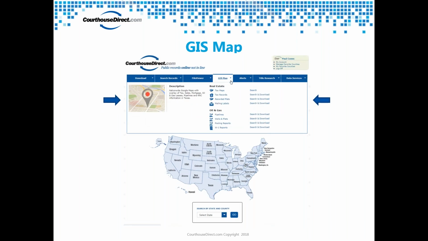And then under the GIS map, essentially we've broken this down into real estate data and oil and gas data. And under the real estate data, we have tax information, tax maps, and tax records. And then, of course, I mentioned the recorded subdivision plats, and then also too, you can generate mailing labels from the maps too. And then on the oil and gas side, easily you can locate a pipeline, look at well information, pooling reports, then the W1s, as I mentioned before.